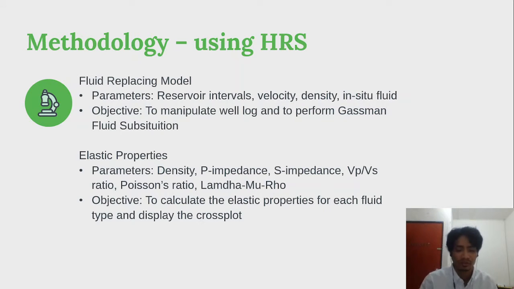The methodology for this project is by using HRS. First, the fluid replacing model. The parameters are reservoir intervals, velocity, density, and in situ fluid. The objective is to manipulate well log and to perform Gassmann fluid substitution. Second, the elastic properties, where the parameters are density, P impedance, S impedance, Vp over Vs ratio, Poisson ratio, and lambda rho. The objective is to calculate the elastic properties for each fluid type and display the cross plot.